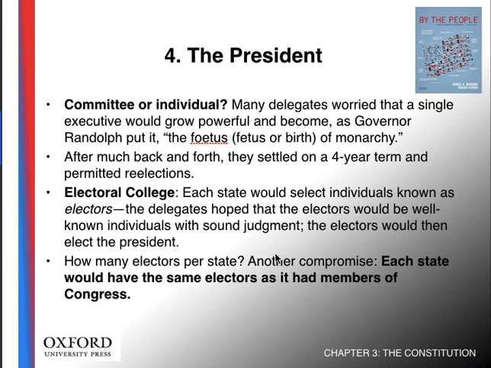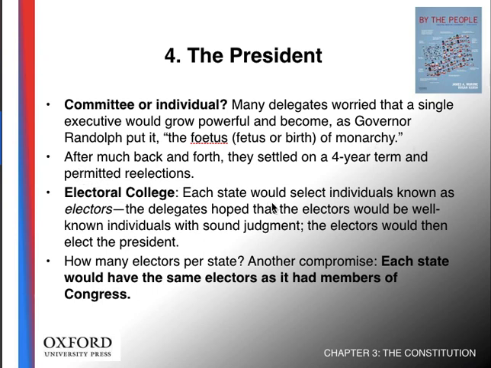All right, the fourth problem that came up with the framers was deciding about the presidency. They weren't sure if they even wanted to have an individual do it. Maybe they would have a committee. Many of them feared that a president would gain too much power and start to look like the monarchy that they just fled from. So many delegates worried that a single executive would grow too powerful and become, as Governor Randolph put it, the foetus of monarchy, the birth of a monarchy.